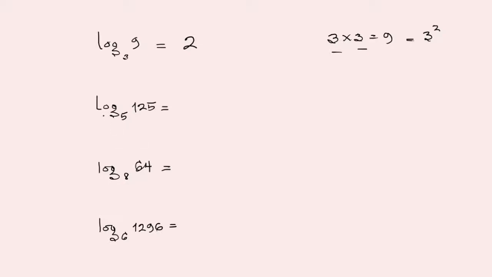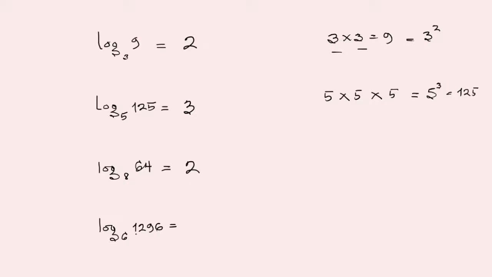The next one says log to the base 5 of 125. So you're asking yourself, to what power do I have to raise 5 to produce 125? And we know that 5 times 5 is 25, and 25 times 5 is equal to 125. So 5 raised to the power 3 equals 125. So the answer here is 3. The next question says log to the base 8 of 64. So the question is, to what power do we have to raise 8 to produce 64? And we know that 8 raised to the power 2 is equal to 64. So the answer here is 2.